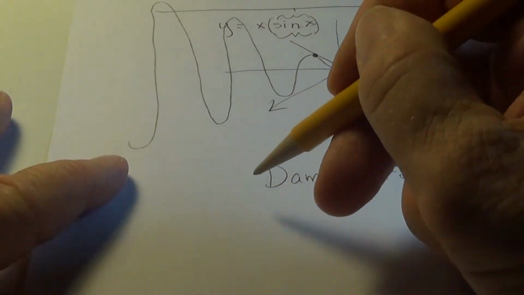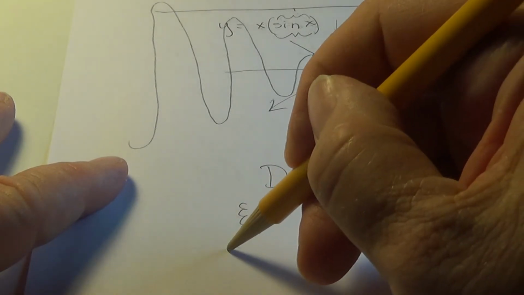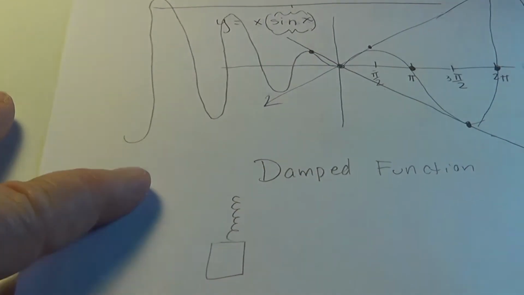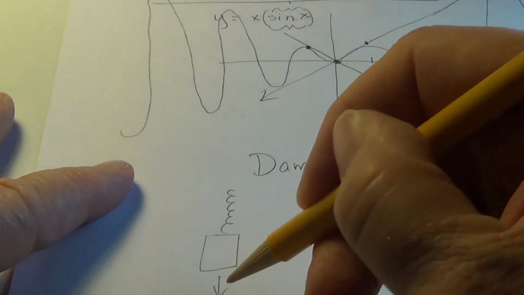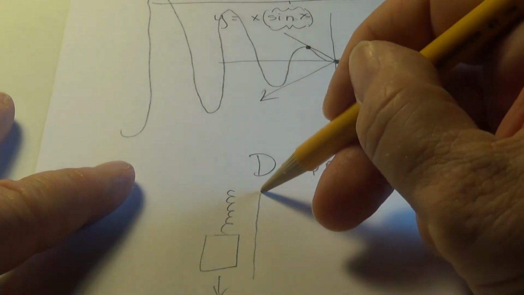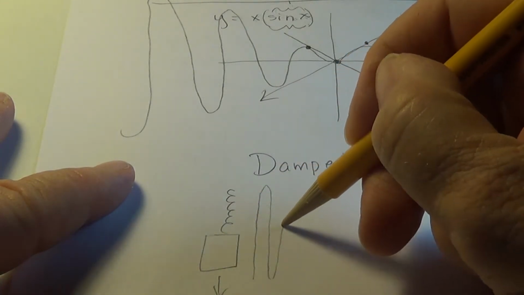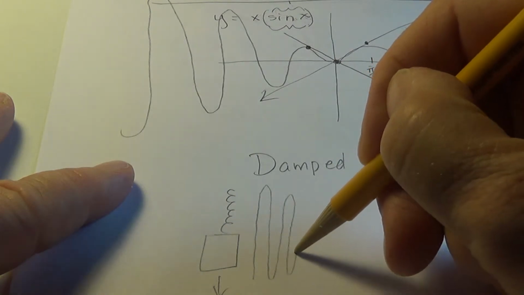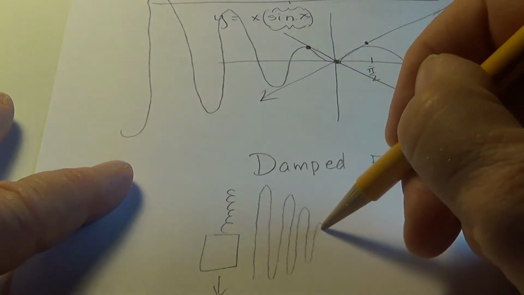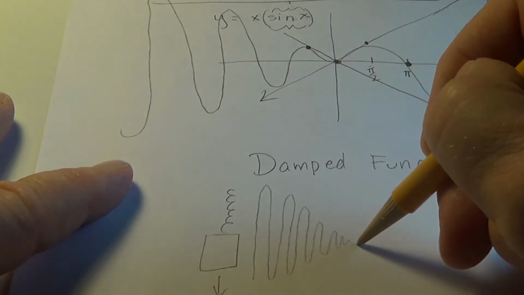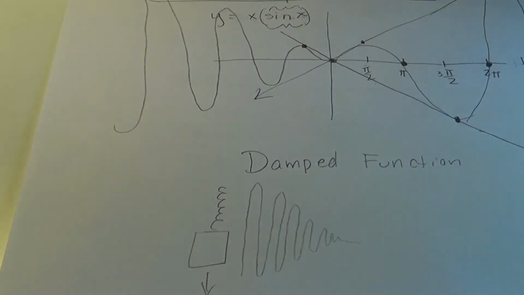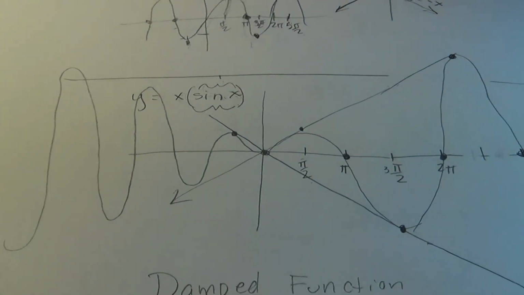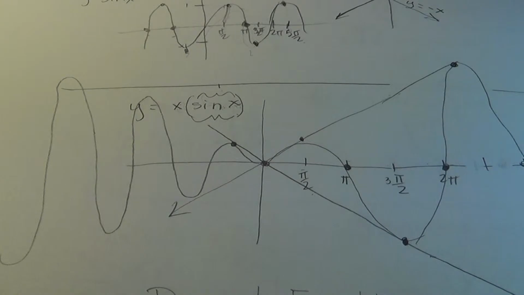And an example of that, like if you had a spring and you had a mass hanging from the spring and you pull it down and release it, it's going to go up and down, but not quite as far, and then not quite as high, and each one will become less and less until it's back where it started. And that is very much like we are observing in this function, the damped function.